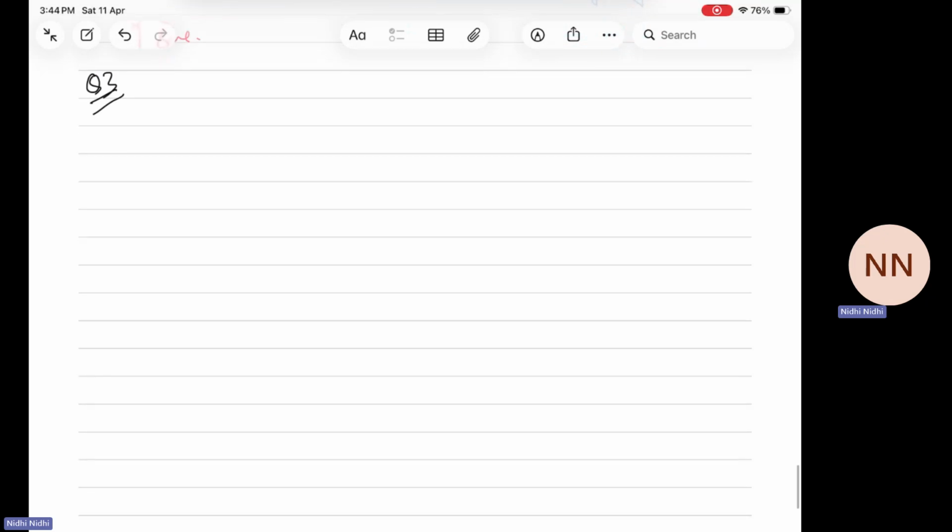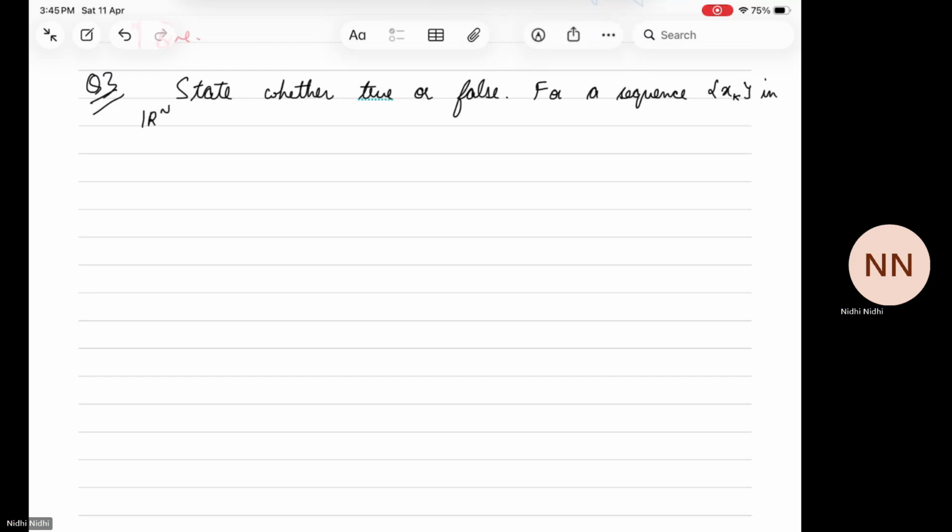State whether true or false: for a sequence xk in Rn, if the one norm of xk goes to 0, then the sequence of sup norm of xk goes to 0 as well.